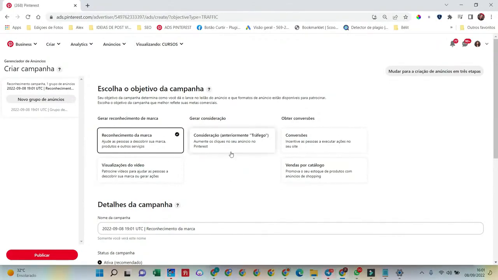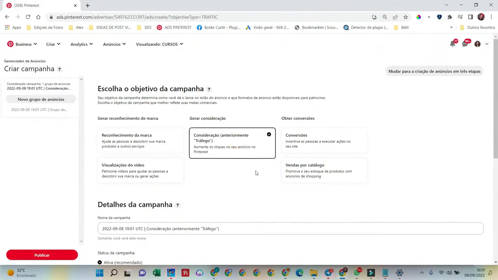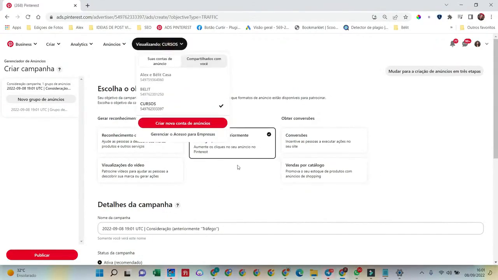The first one you can use, which the vast majority will use, and I recommend you use consideration, which was previously traffic, but they changed it because if you are using your account a lot and making payments there, everything is okay, even in your account. There is no problem. They will assign another objective that will stay below. The vast majority of accounts will not have this objective, precisely because of the confidence that Pinterest does not have.